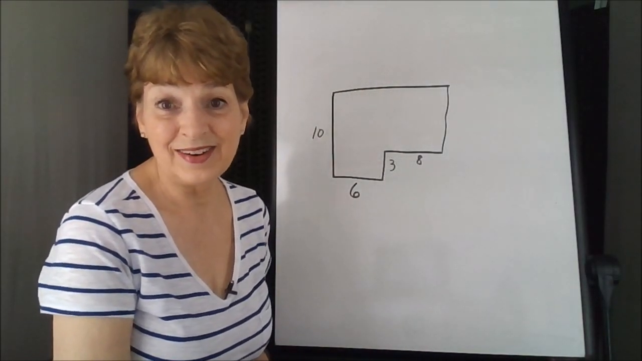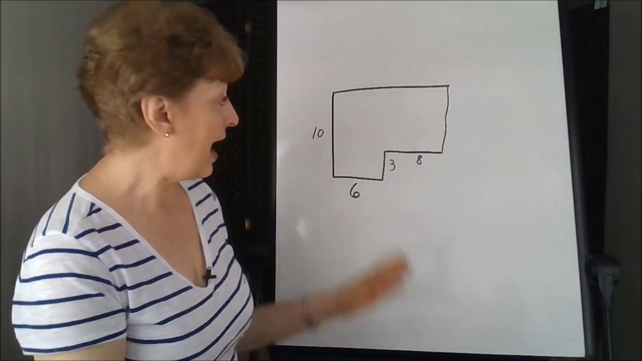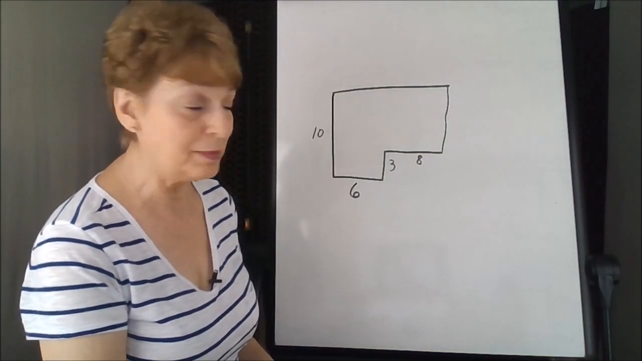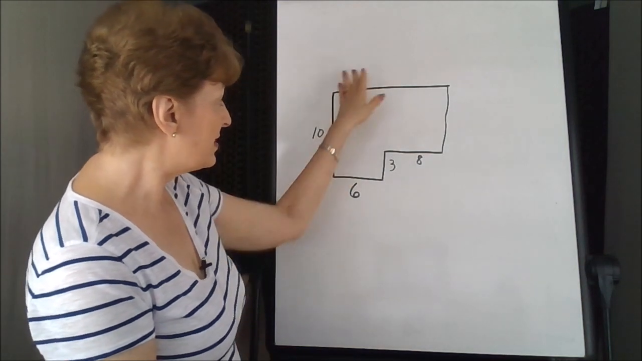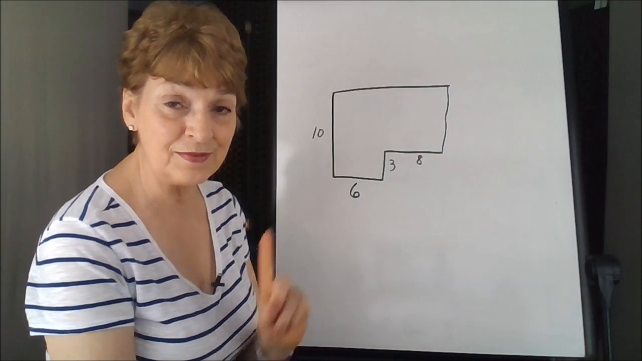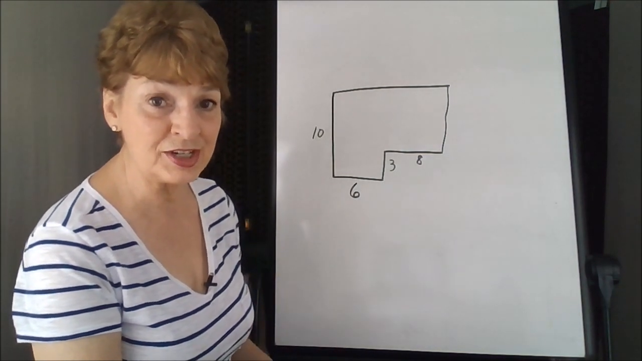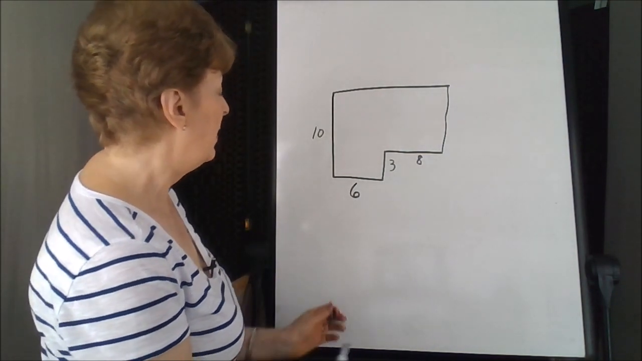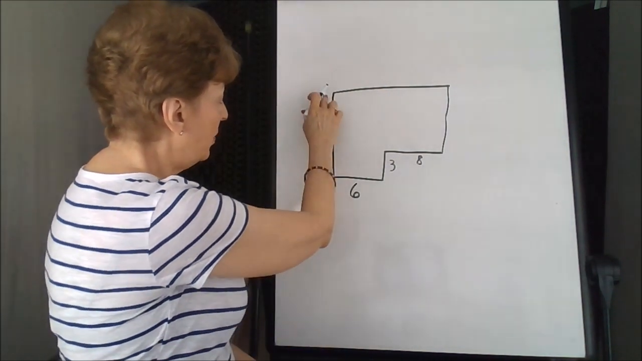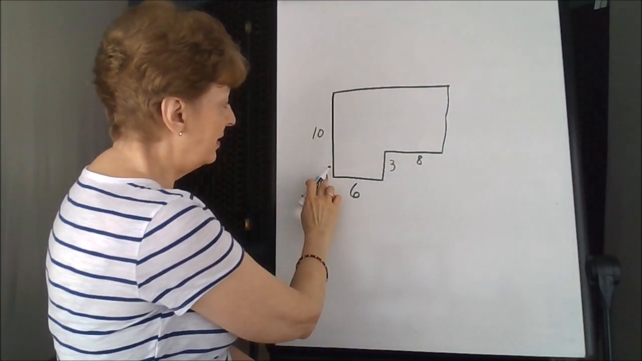Putting it all together, let's say we're asked to find the perimeter of this irregular shape. We have some missing sides that we don't know, but you can figure them out from the information that's given to you. In this particular case, we know that this total side is 10.